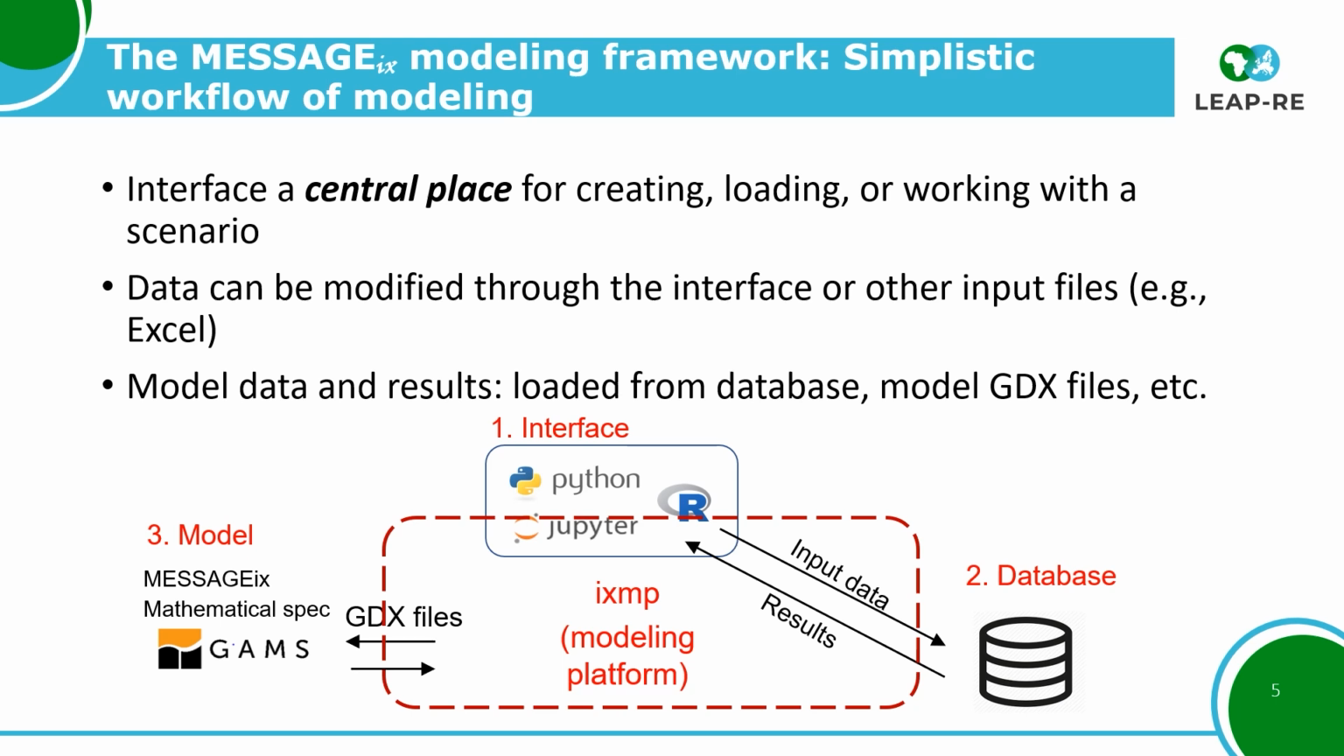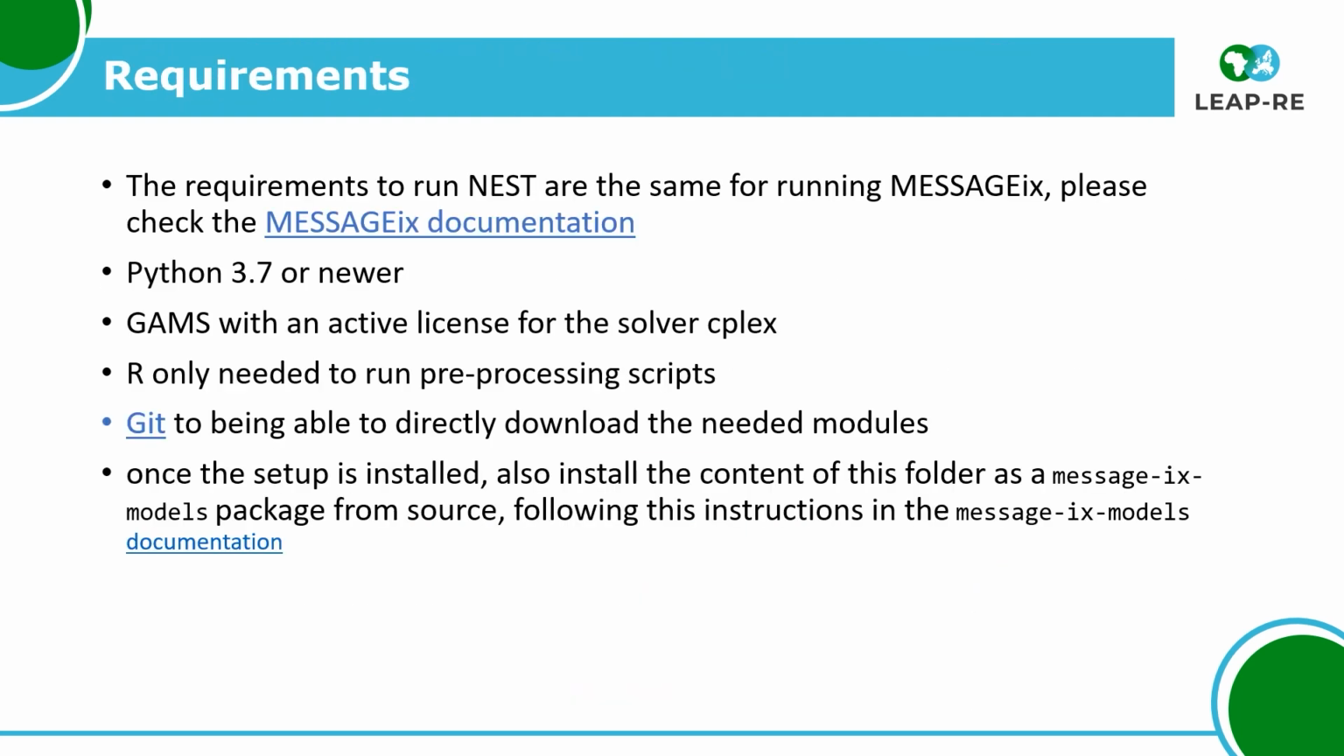Very schematically, the MESSAGEix module that you will install is basically an interface, a central place for creating, loading, or working with scenarios, where data can be modified through the interface, and model data and results can be loaded and visualized. In particular, this interface plays between an API, which can be Python, Jupyter, or R, a mathematical model that in our case is using the tool GAMS, and the database, the Oracle database, where input data and results are stored.